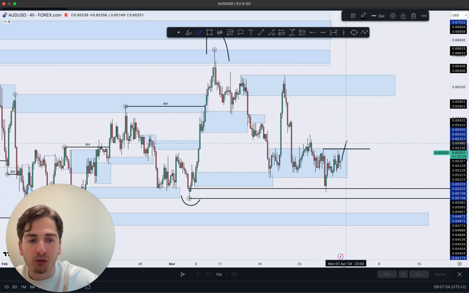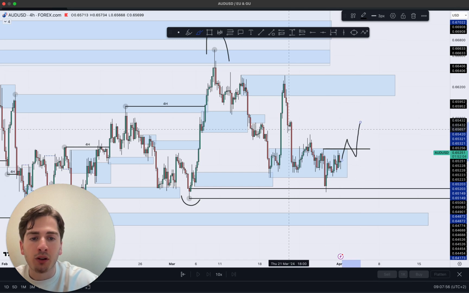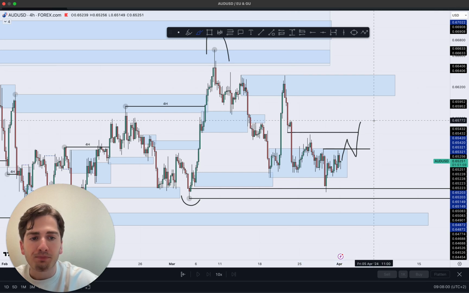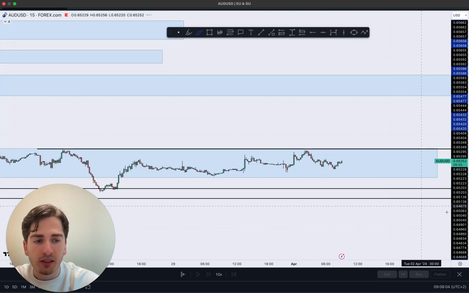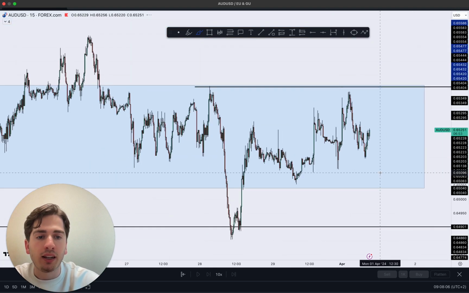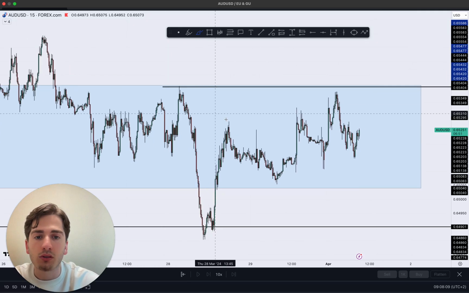So we break fractal structure, and then we would look for a further long, at least back up in towards this supply zone over here. So that's what I would be looking for. For now, shorts, but until or when we break that fractal high, then obviously look for those longs.